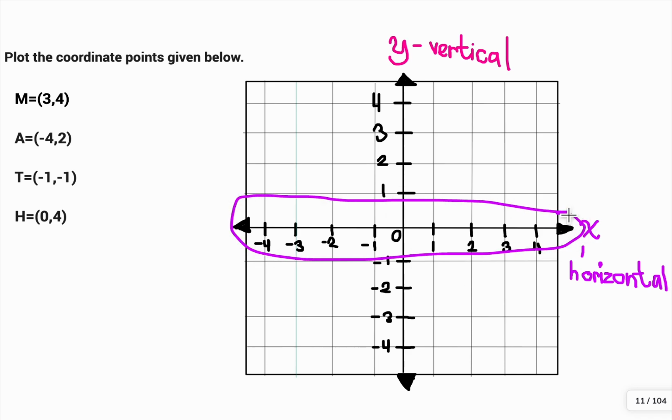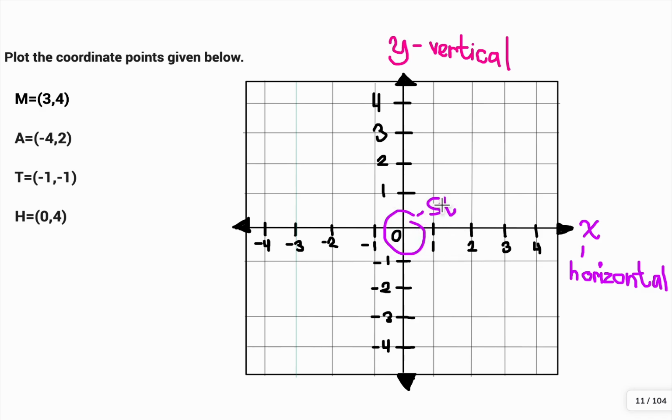This will help us a lot with plotting our points. And the center is our starting point, which helps plot these points with our x and y axes. So this is also called our origin.